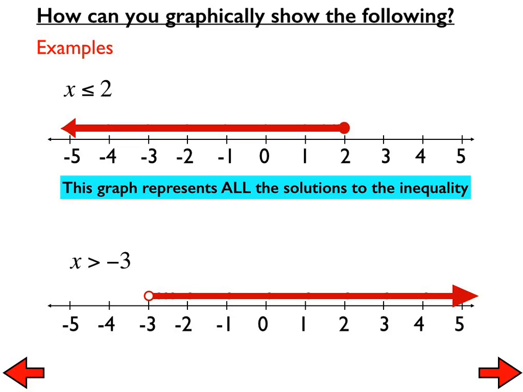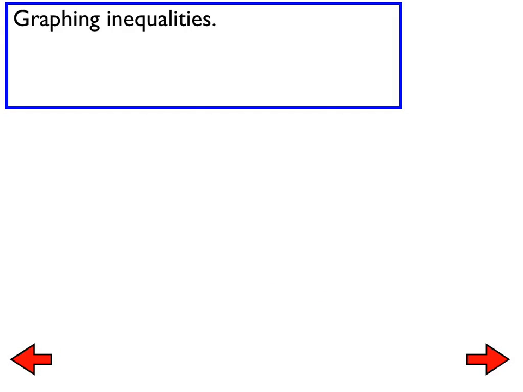So to summarize this, anytime we are asked to graph an inequality with a less than symbol or a greater than symbol, we use an open circle because we're not including the number.